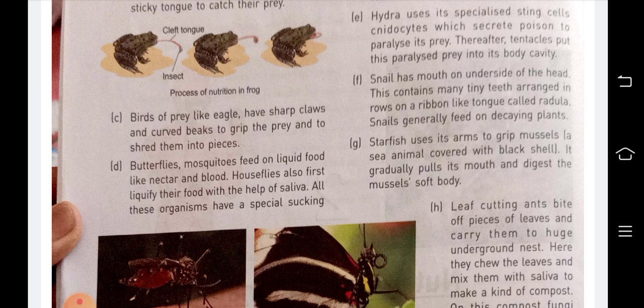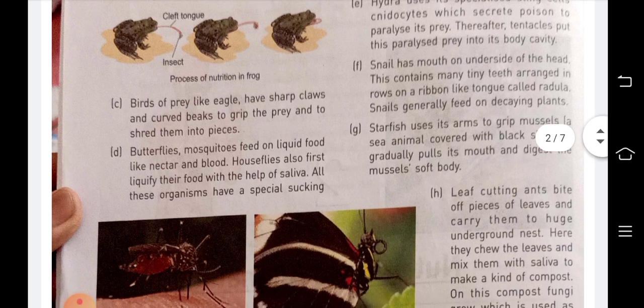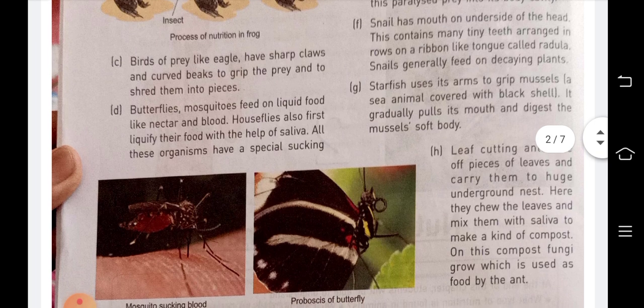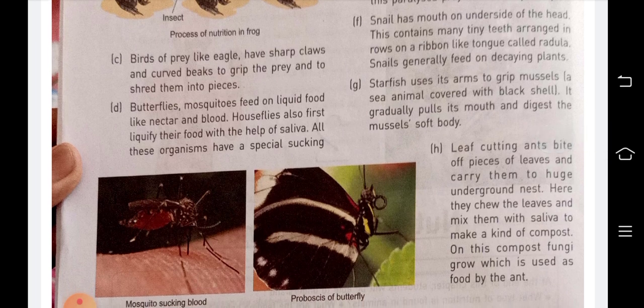Snail has its mouth on the underside of the head. All of you have seen the snail. The outer hard cover is there. Inside there is a mouth. This contains many tiny teeth arranged in rows on a ribbon-like tongue called radula. Snails generally feed on decaying plants. Starfish uses its arms to grip mussels, a sea animal covered with a black shell. It gradually pulls open the shell and digests the mussel's soft body.